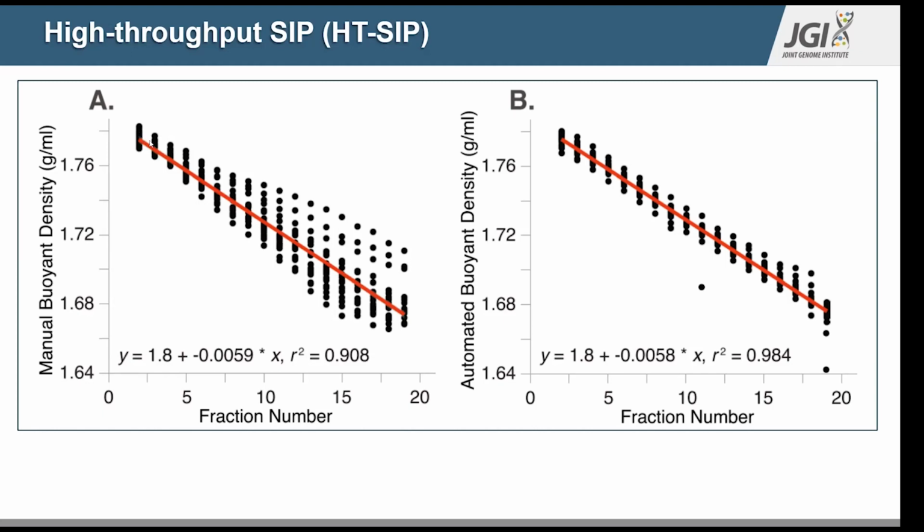But then as you continue along, errors start to propagate as you're collecting more and more drops, and the accuracy starts to get more spread out. But when you automate it, the robot is collecting these drops, and for the most part, it's a much more reproducible, much more accurate process, and so you get a much tighter grouping of automated buoyant density along this line here.